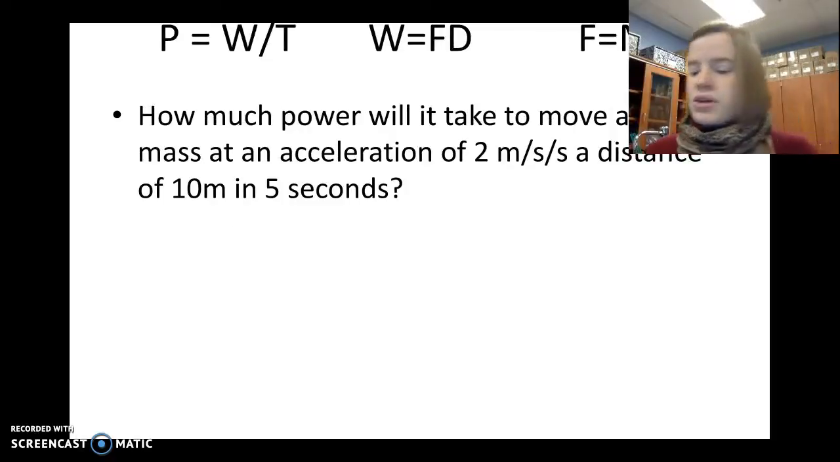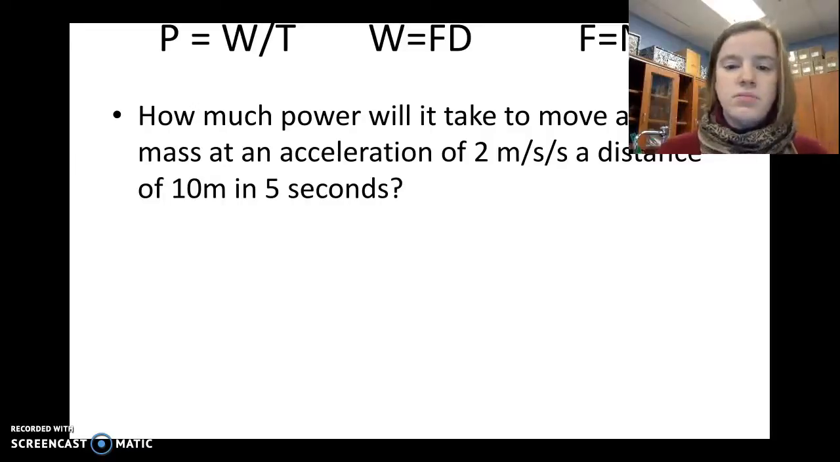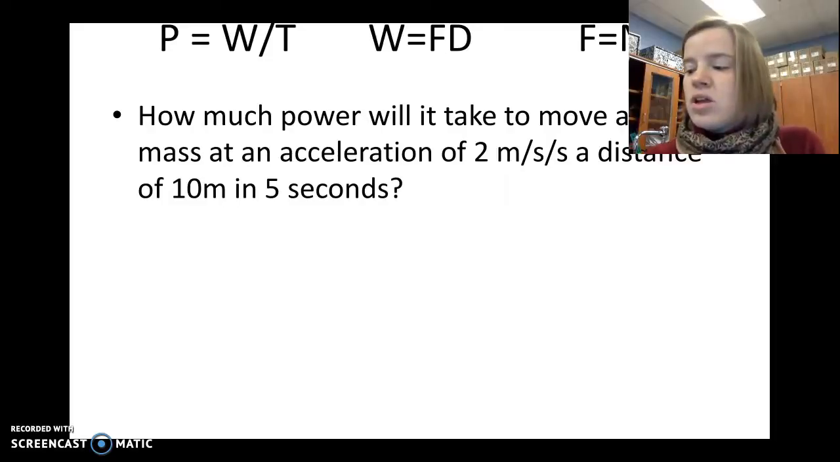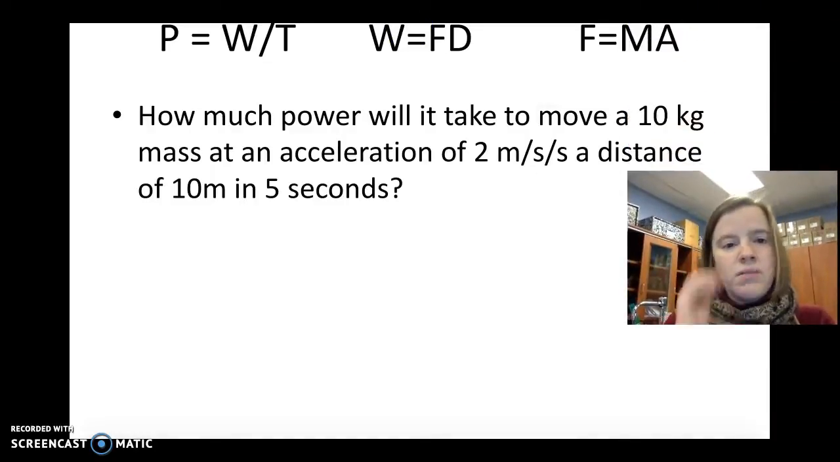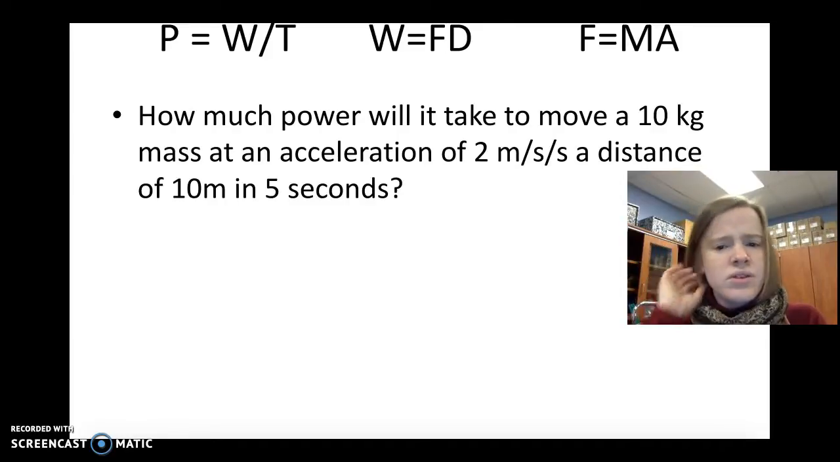So, your second one. How much power will it take to move a 10 kilogram mass at an acceleration of 2 meters per second squared a distance of 10 meters in 5 seconds? Now, this sounds super confusing. You are not going to have a question like this on a test or anything. I just want to show you what it means to substitute in all these numbers. So we're going to go through this step by step. I want you to try it yourself.